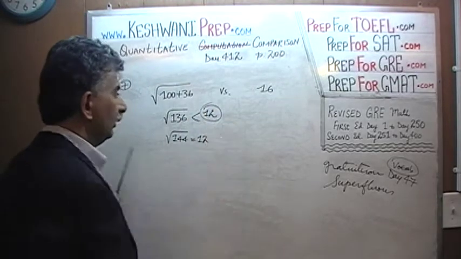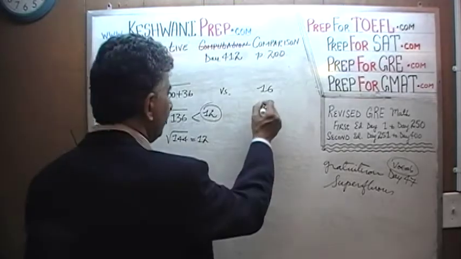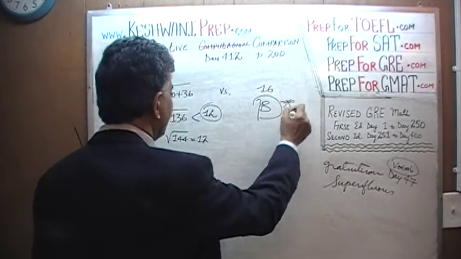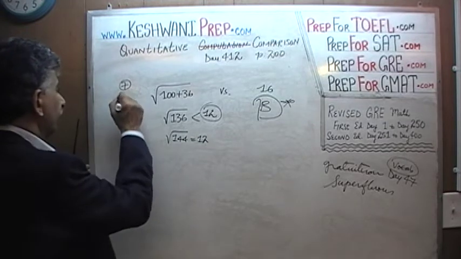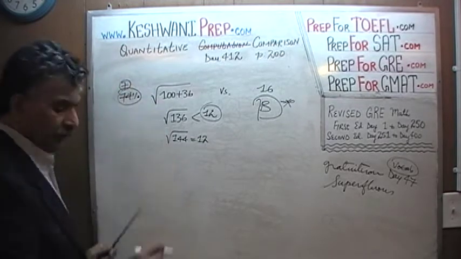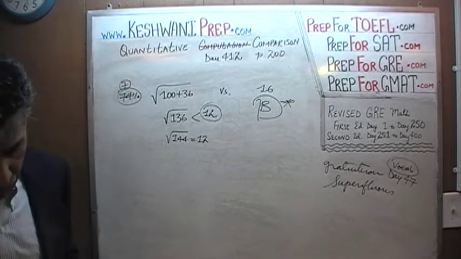It's less than 12. So we're comparing some quantity that is less than 12 versus 16. Of course, 16 is bigger. The answer is B. Question number 7 was 74%. The number of people who got it right on the exam was almost three quarters of the people. Number 8.